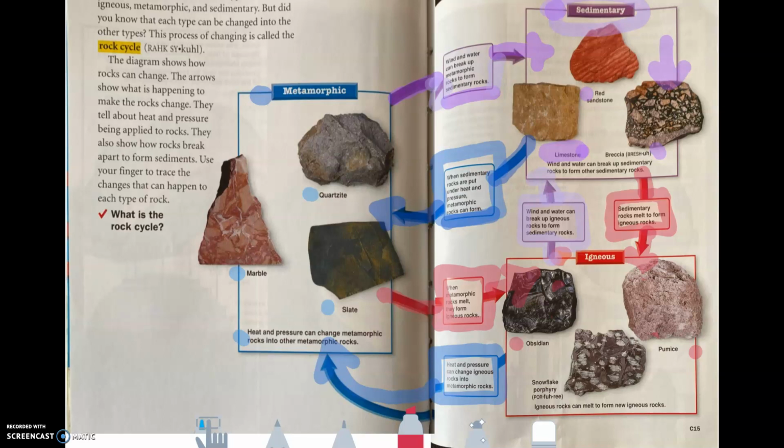And then here, check out this rock. I've never seen this before. It's called snowflake porphyry. I have to read down here how you pronounce it, so I knew. Porphyry. It says the igneous rocks can melt to form new igneous rocks. So that is really cool how they're all different, but look how beautiful those are.